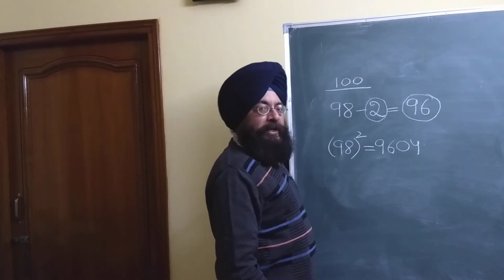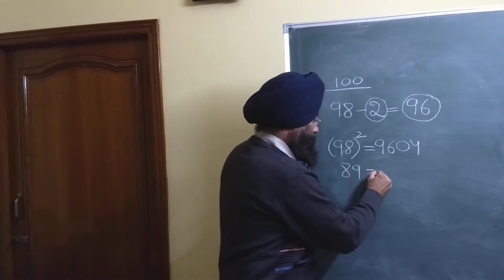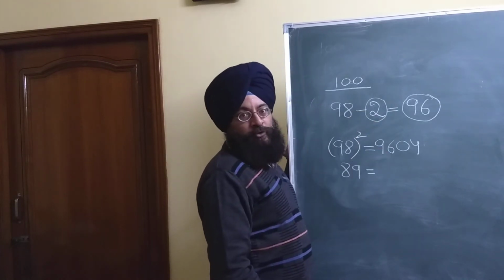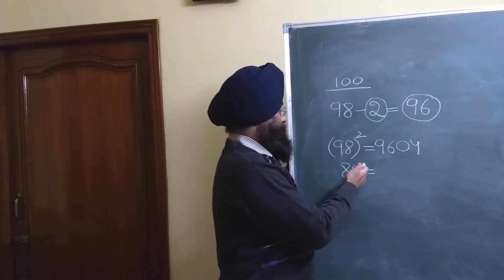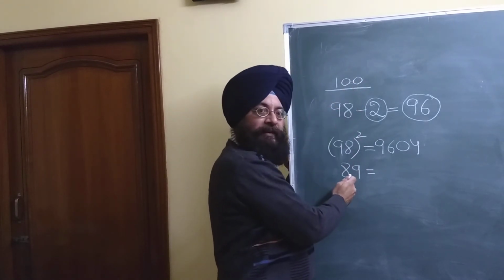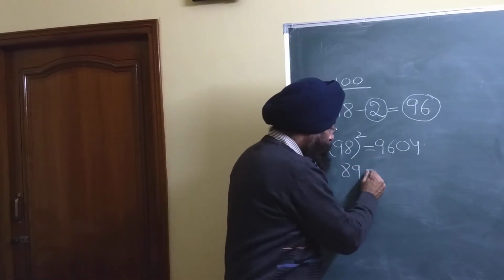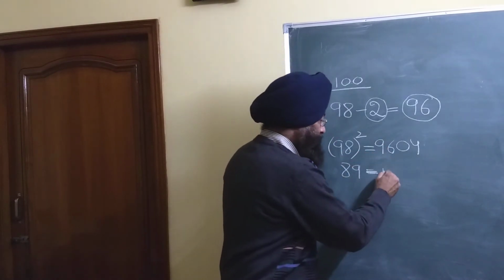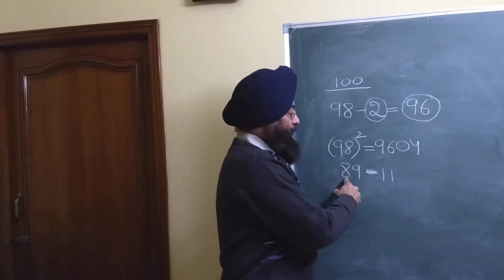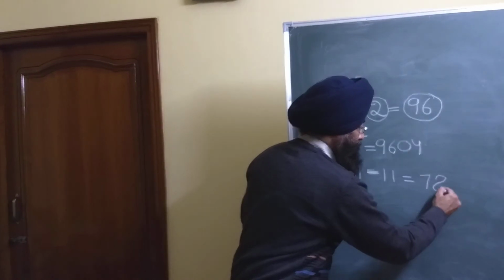Let us take one more example. Suppose you want to find the square of 89. First we have to observe that 89 is 11 less than 100. So we are going to reduce this 89 further by the same amount, that is 11. So 89 minus 11 is nothing but 78.